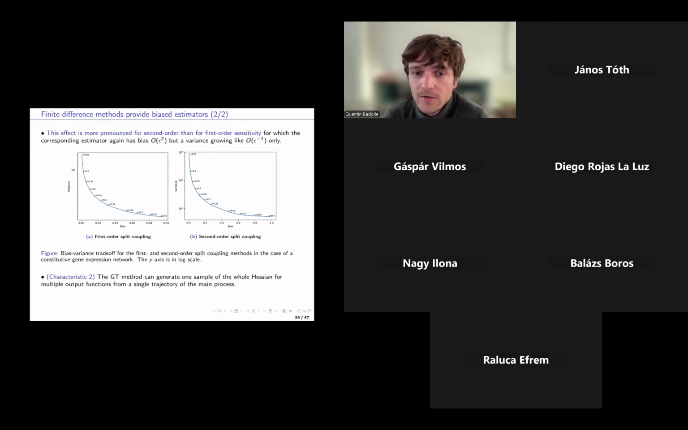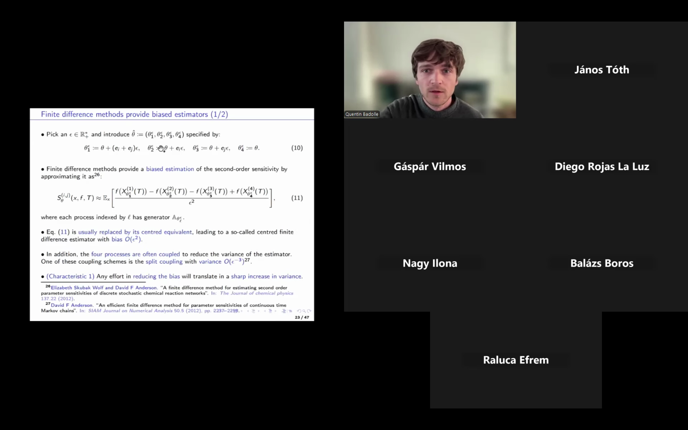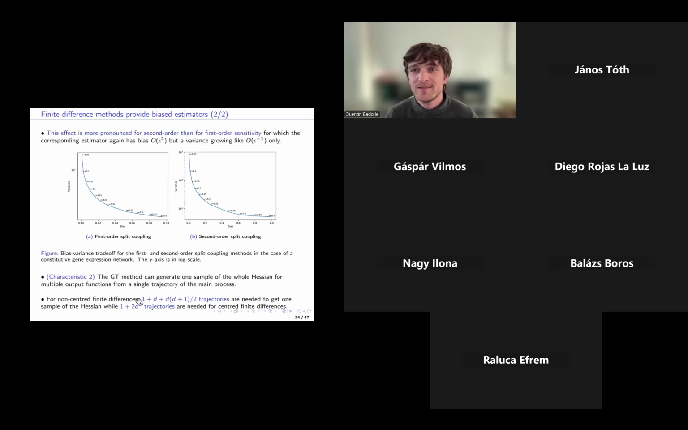And now, the second characteristic is that if you look at the Girsanov transform method, with one sample you can generate an estimation of the whole Hessian at once. But if you look at the finite difference methods, you need to create all these perturbed parameters, which I showed earlier. The numbers themselves are not that important, but the takeaway is that for each derivative you're interested in, you need to create all these perturbed parameters, which is going to be more and more costly as the number of parameters you're considering increases.